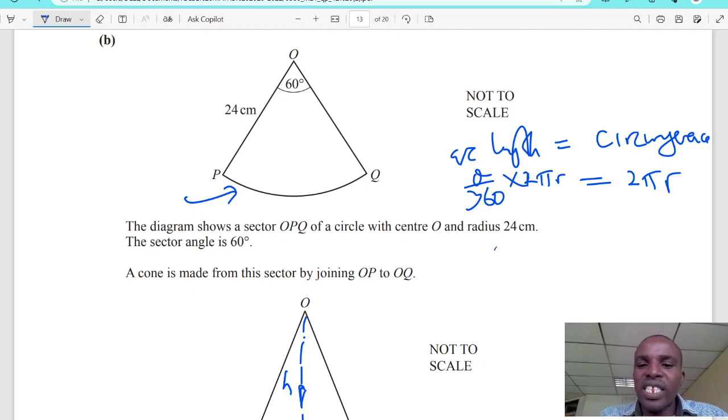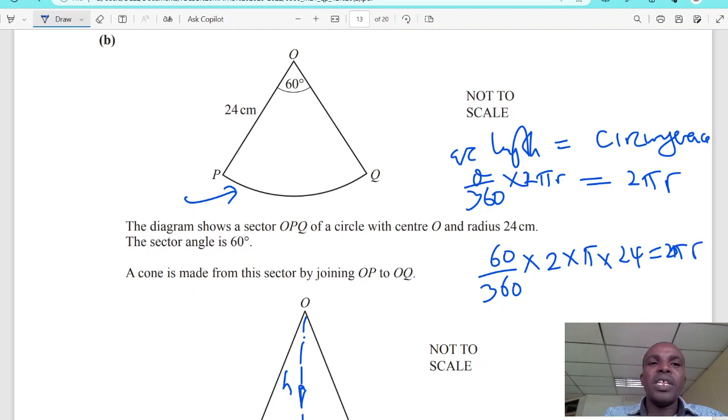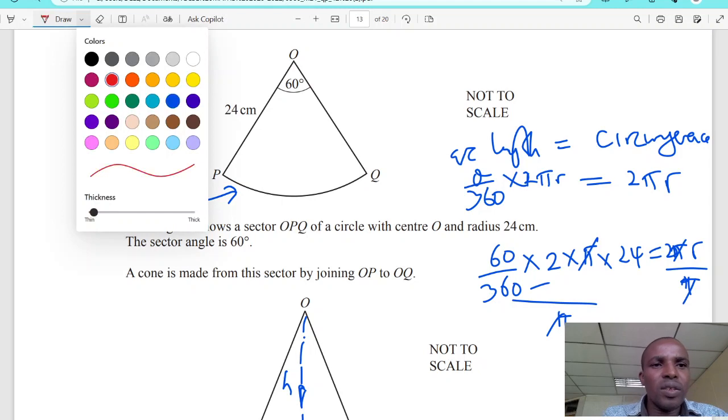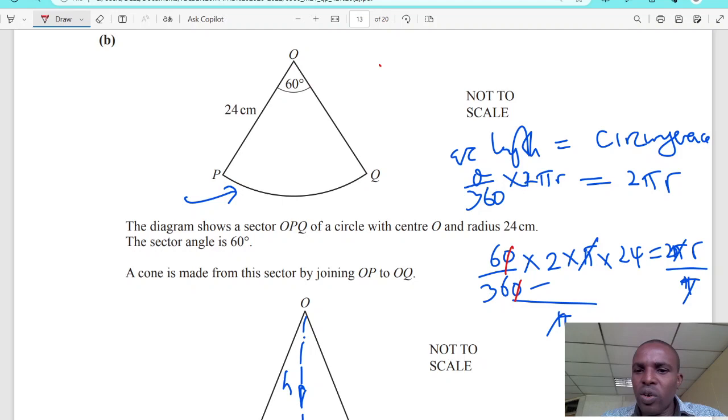Just like that. So theta is 60 over 360 times 2 times pi times radius 24. Then it's equal to 2 pi r. Pi is on both sides, so you can divide by pi and the pi will cancel out. Then you have something like this. The 6 cancels into 60 and into 24, 6 into 24 is actually 4. Then 4 times 2 is 8. So we are left with 8 equals 2r. Then divide by 2, you get r equal to 4 centimeters. So the radius of the cone is 4 centimeters.